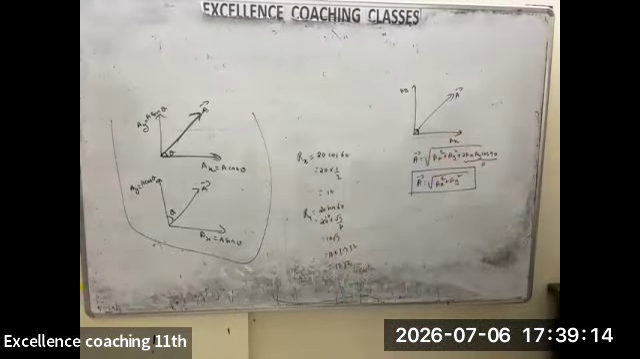Root 2, root 3 values are something that you need to remember for MCQ purpose. Root 2 is 1.414. Root 3 is 1.732.